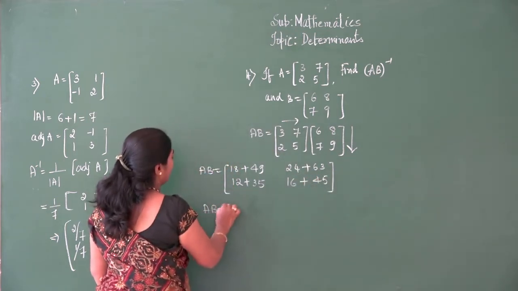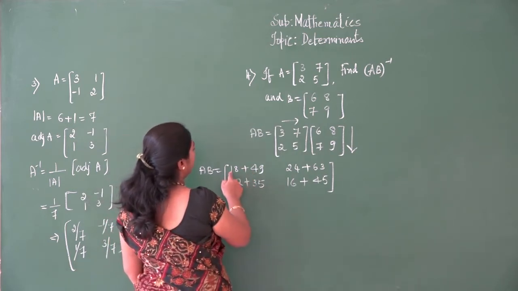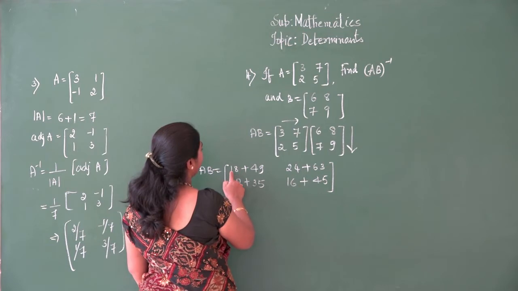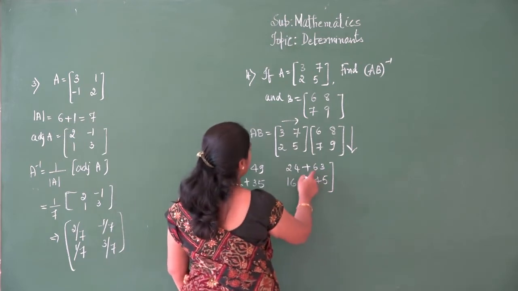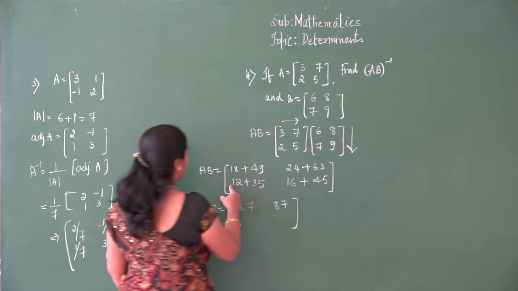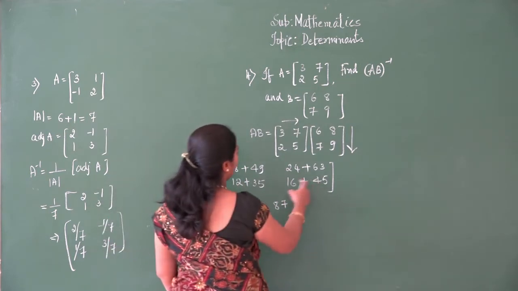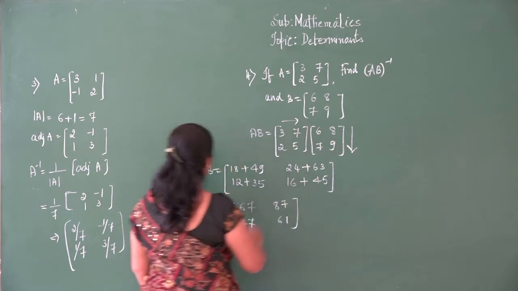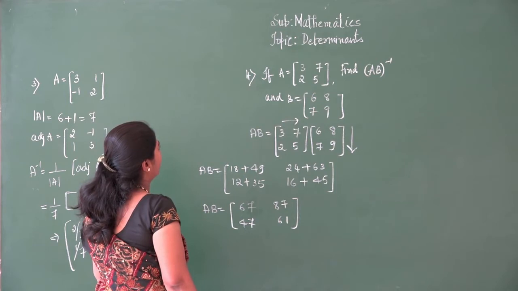So what is AB now? 18 plus 49, 67. Similarly, 87, 47 and 61. This is AB.